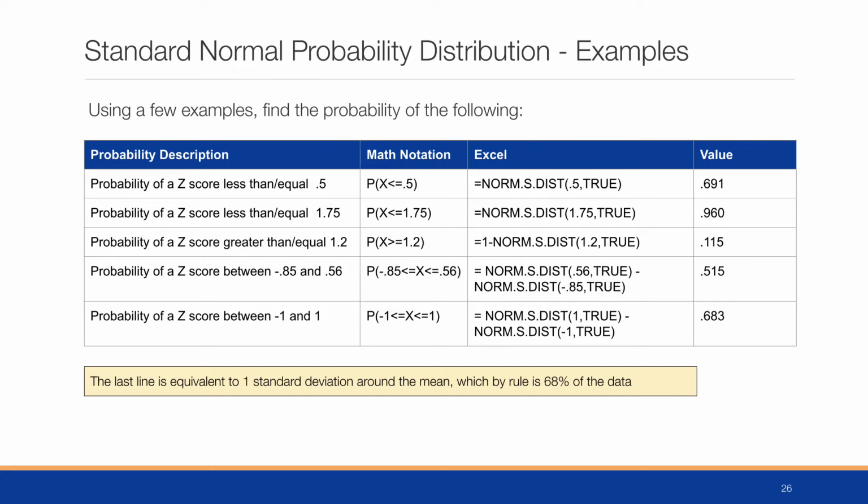Now, if we wanted the probability of a z-score between negative 1 and positive 1, remember, a z-score of negative 1 and positive 1 means a standard deviation of 1. We would do the same thing. NORM.S.DIST(-1, TRUE) and NORM.S.DIST(1, TRUE). The difference would give us 0.683. Recall that when we spoke earlier in the module, one standard deviation around the mean is approximately 68% of the data, and that is exactly what this rule shows.